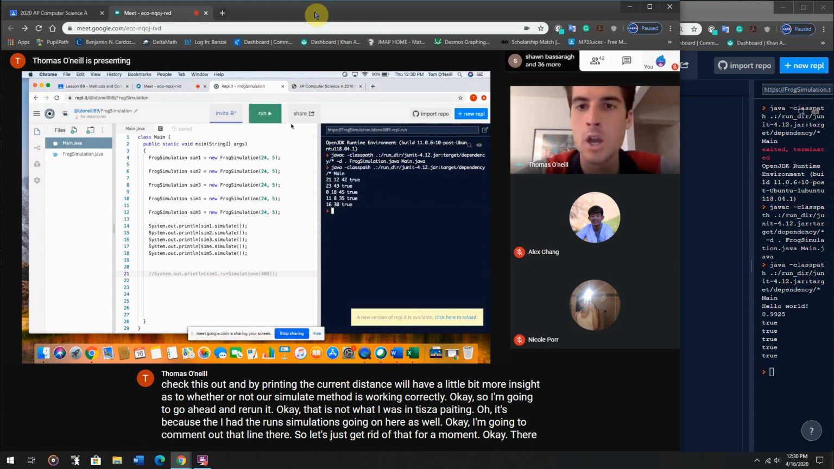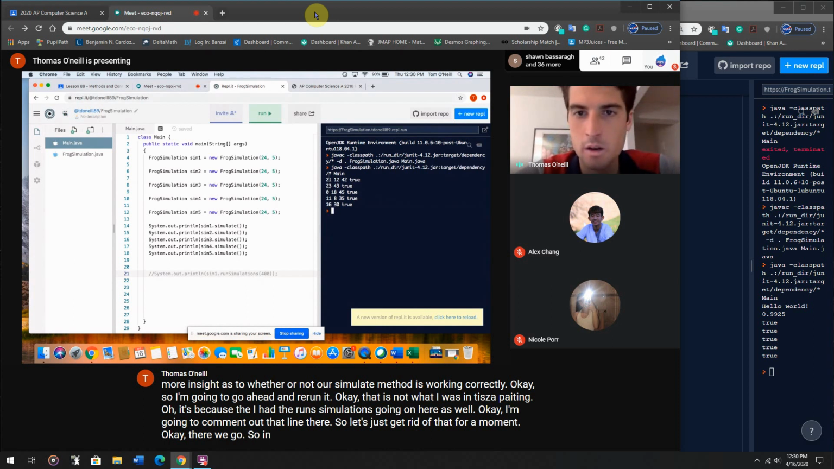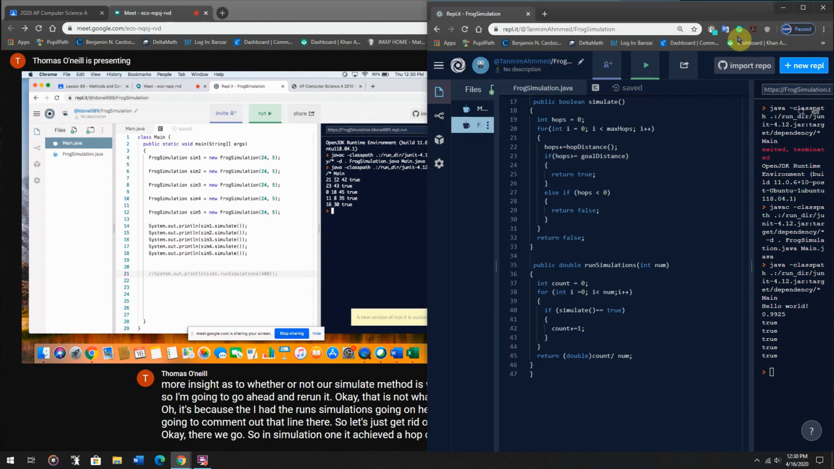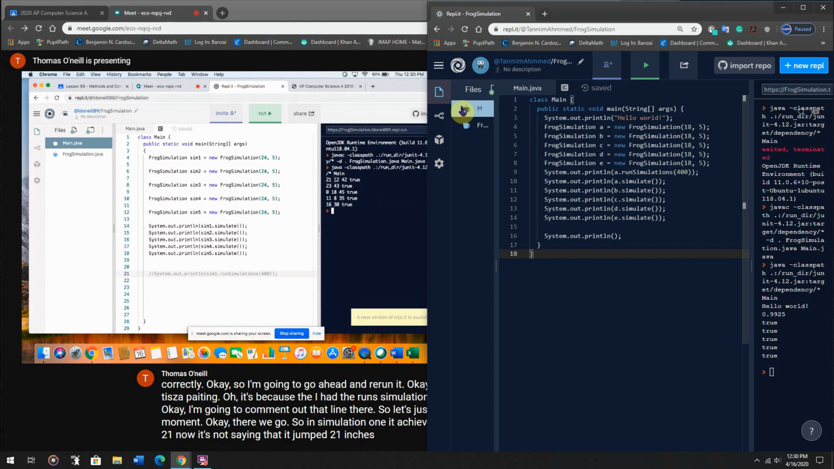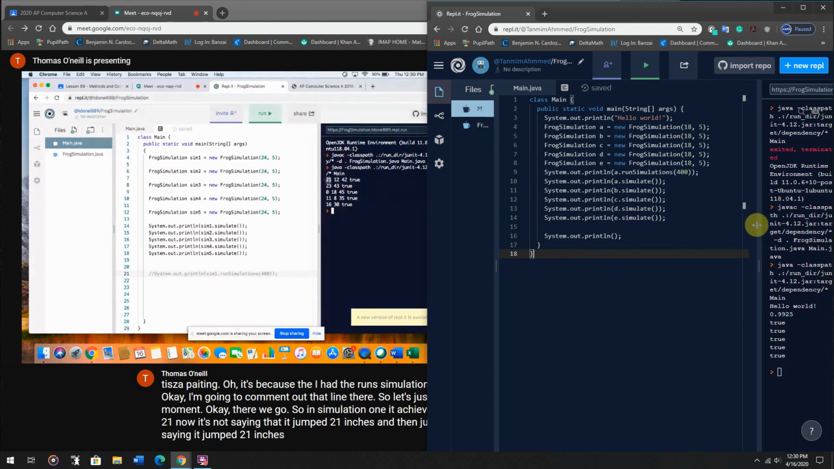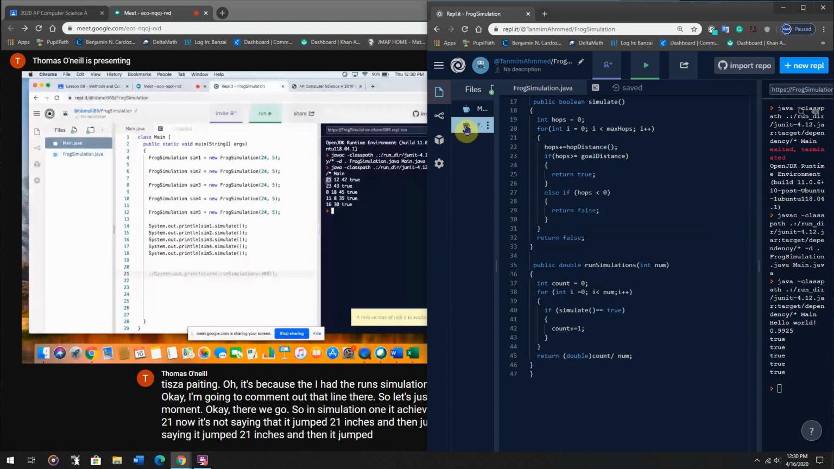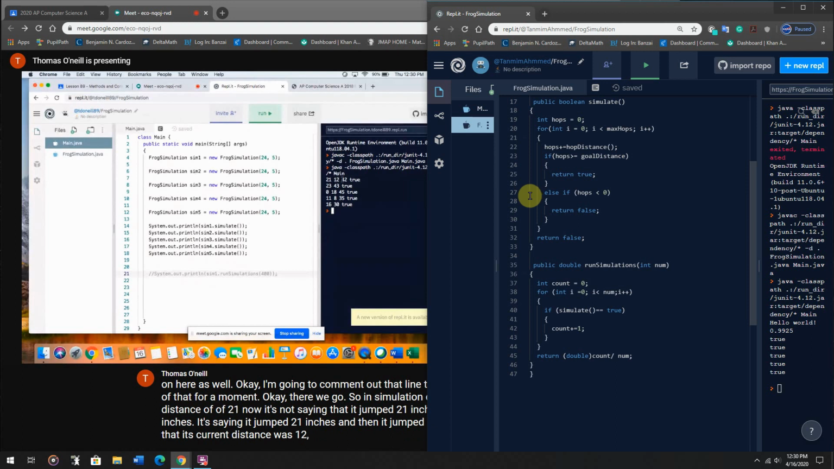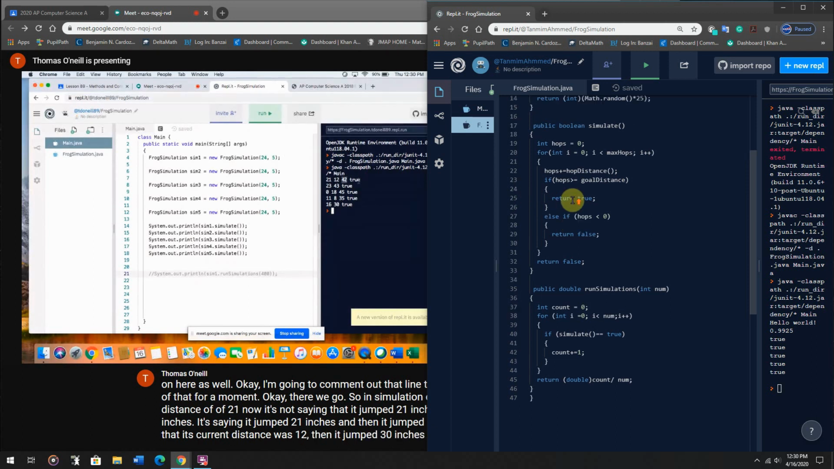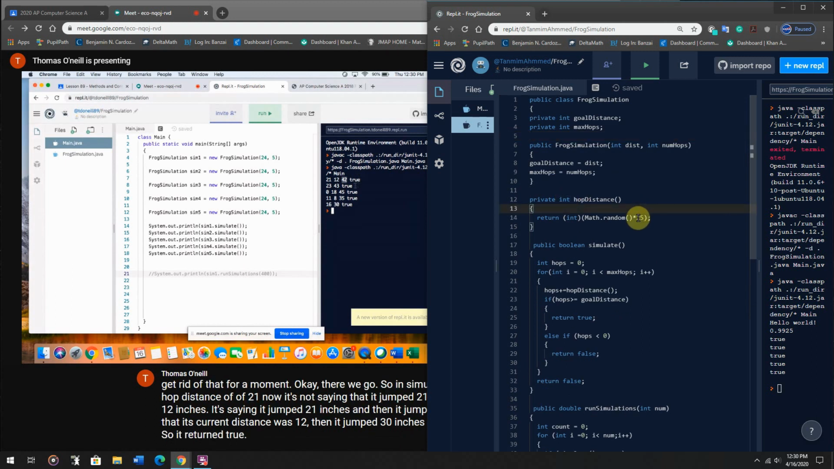Okay, there we go. So in simulation 1, it achieved a hop distance of 21. Now, it's not saying that it jumped 21 inches and then jumped 12 inches. It's saying it jumped 21 inches and then it jumped -9 inches so that its current distance was 12. Then it jumped 30 inches, exceeding the goal of 24, so it returned true. Now, it just so happens that in this simulation, they all return true.